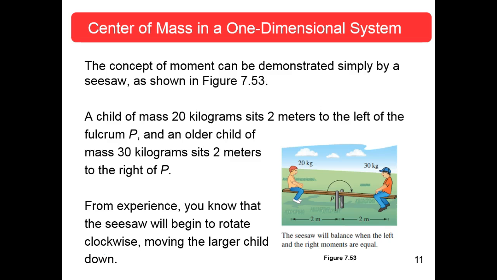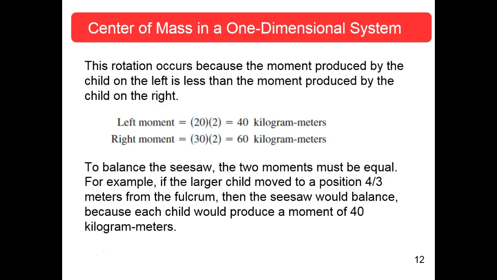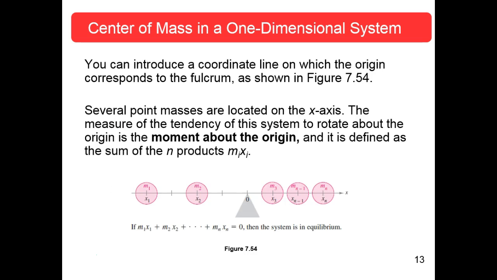A child with 20 kilograms sits 2 meters to the left of the fulcrum. An older child with 30 kilograms sits 2 meters to the right. It's going to go down and not move unless you push it up. So what you have to do is move the fulcrum to get them to balance out. Get the moments to be the same. So that just shows it. And by the way, the moments are measured in mass times length, kilogram meters. I don't think anyone measures these in slug feet. They're probably going to say that later. No one does. Kilogram meters, that makes sense.